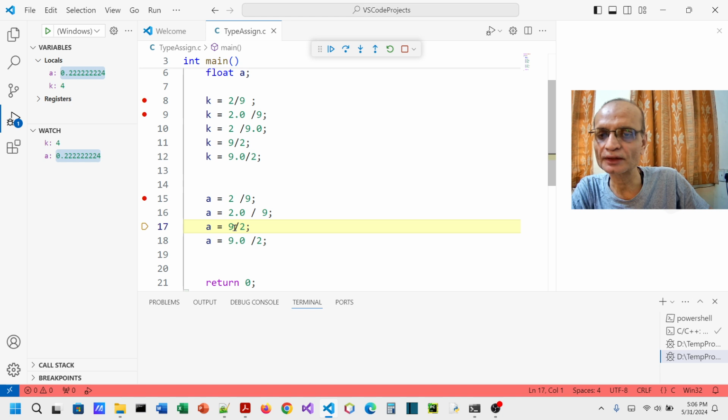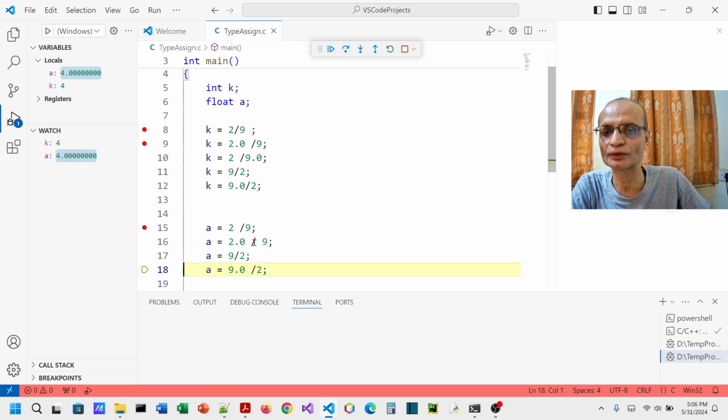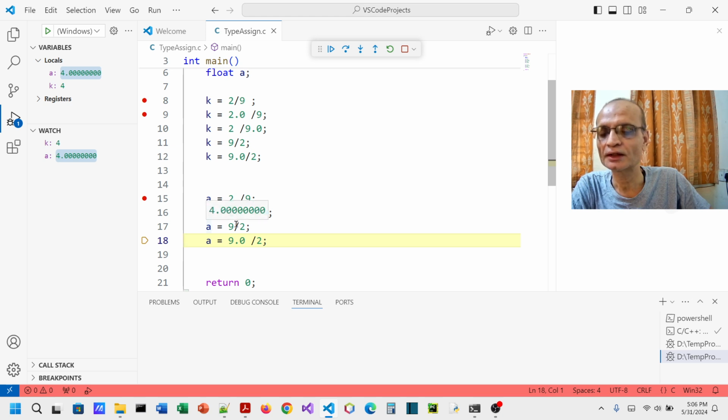Now let's concentrate on 9 by 2. So 9 by 2 is integer 9 divided by integer 2. So this operation is an integer operation. So we will get a is 4.0. That is the important thing. Though a is declared as float, we are not going to get a to be 4.5. That's a very important point. The answer is not 4.5 but 4.